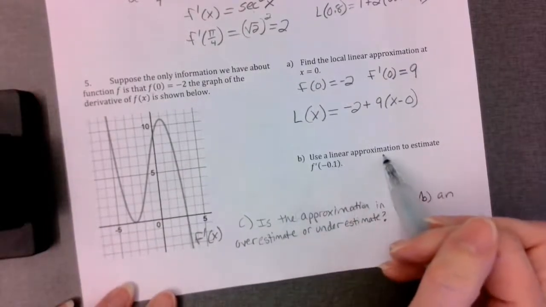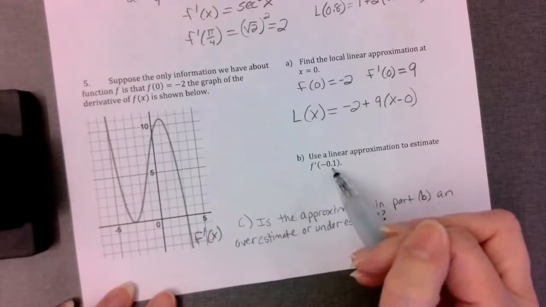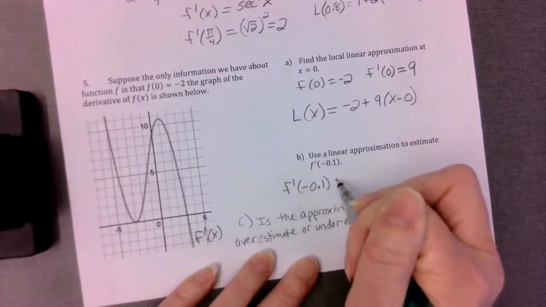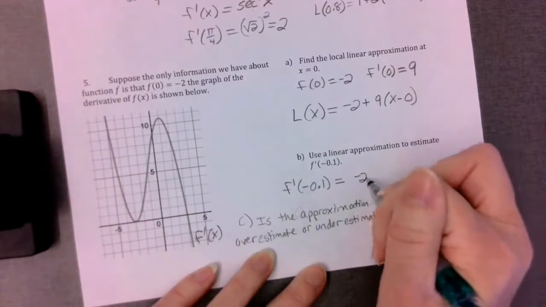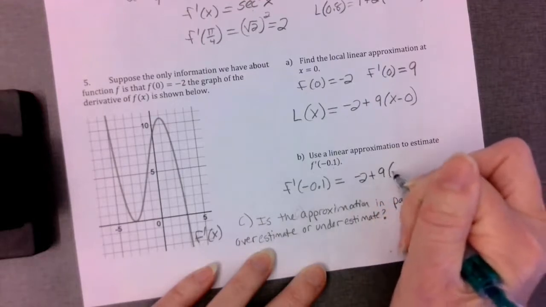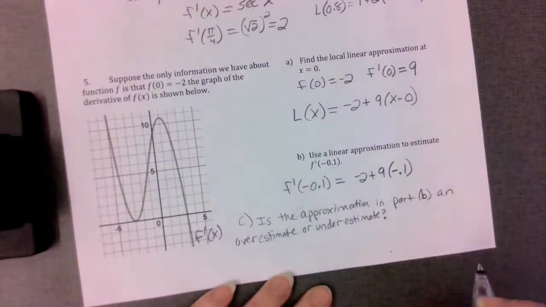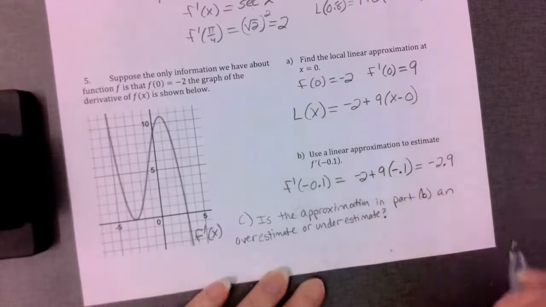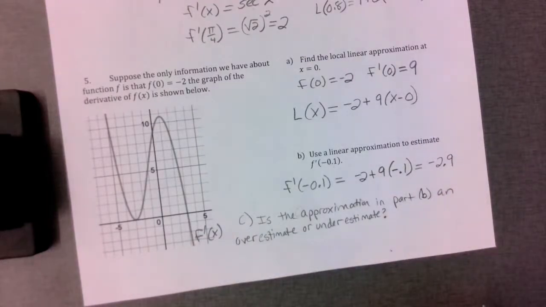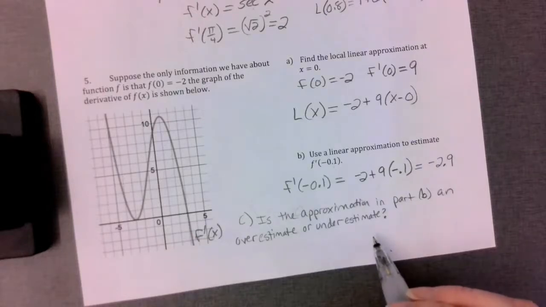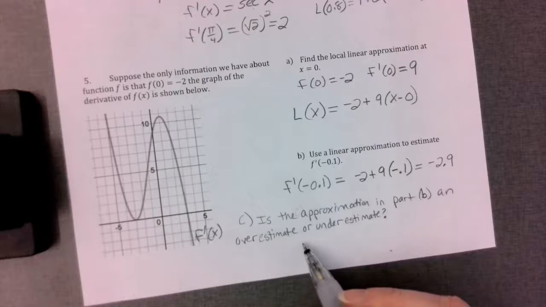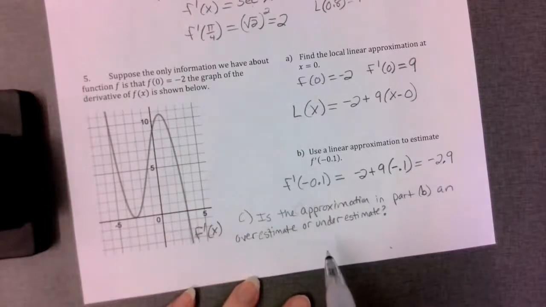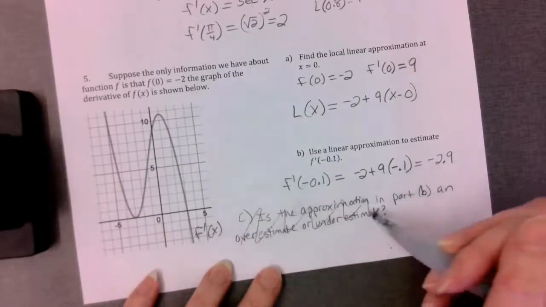Now we're going to use that linear approximation to find the value at -0.1. So I'm going to say f at -0.1 is approximately -2 plus 9 times -0.1. That one's not too bad to do. To simplify out, we get -2.9. Now the question is the approximation in part B an over or an underestimate? Well, this one we would have to wait because we don't know information about f of x and we don't know the concavity, so let's not add that in right now.